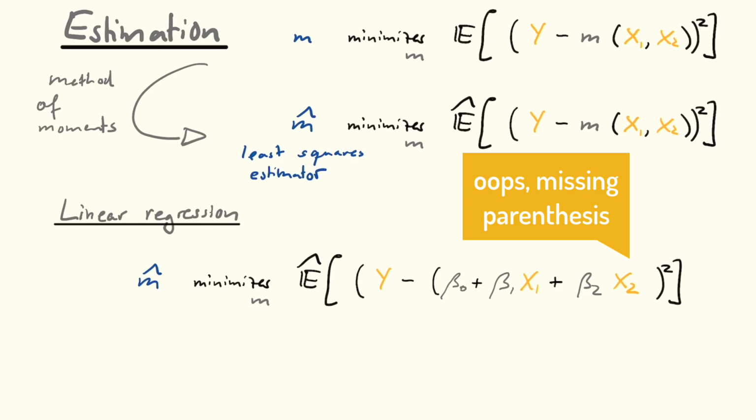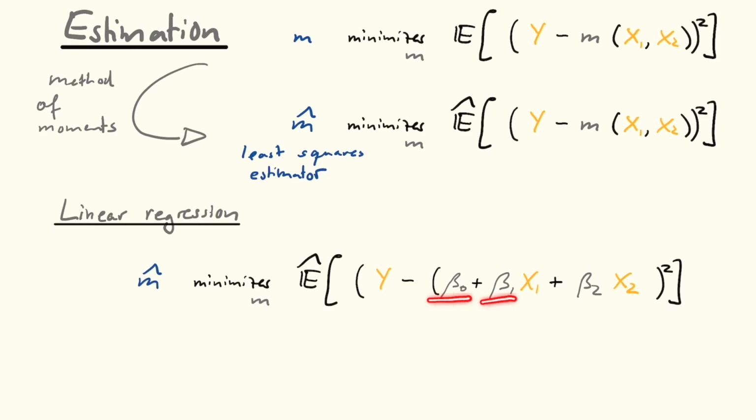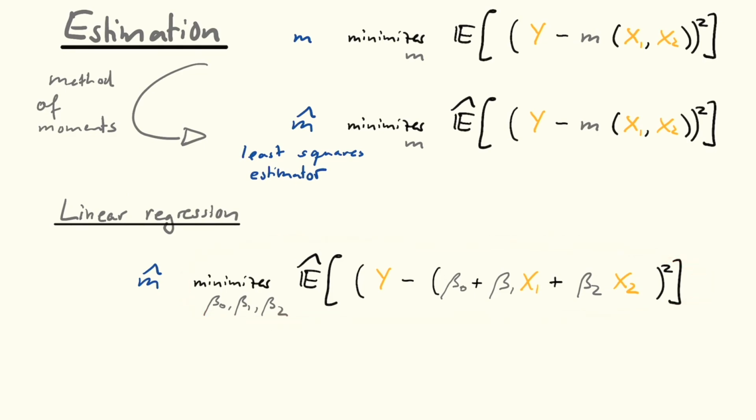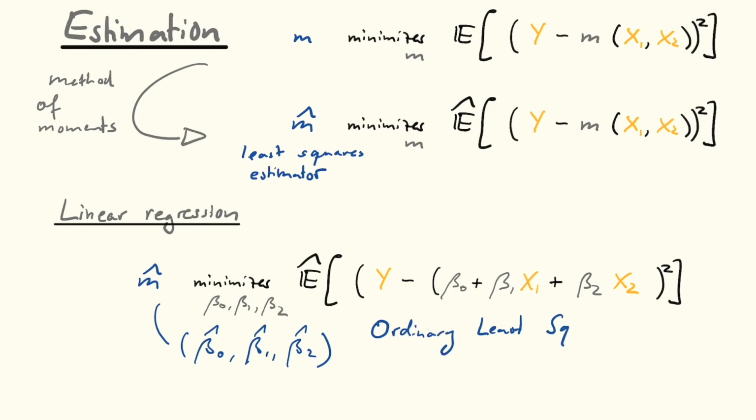Now it's obvious that to search over all suitable m functions, we just have to search over coefficients beta 0, beta 1, and beta 2. Fortunately, this is an optimization problem that is very easy to solve. The estimated m function now corresponds to estimated coefficients. Let's call them beta hats. These estimated coefficients are called the ordinary least squares estimator, or just OLS.